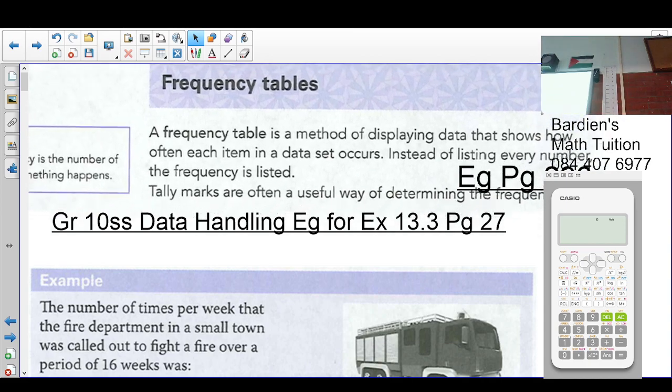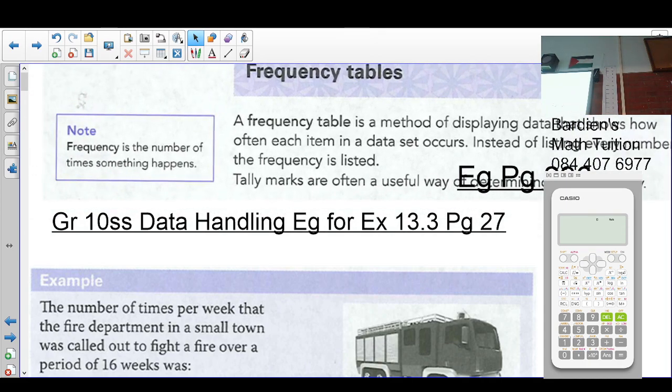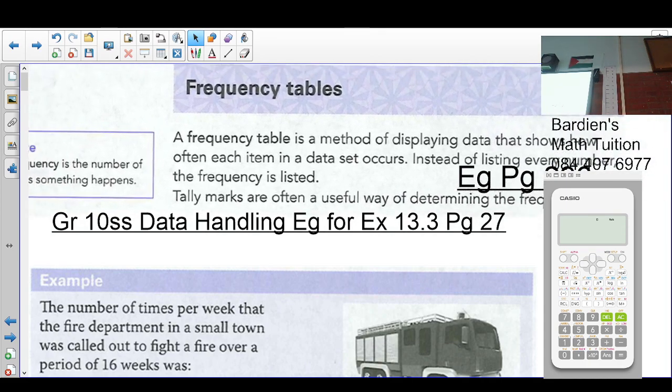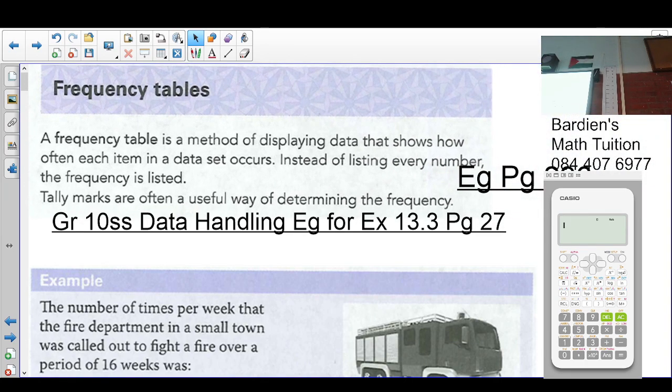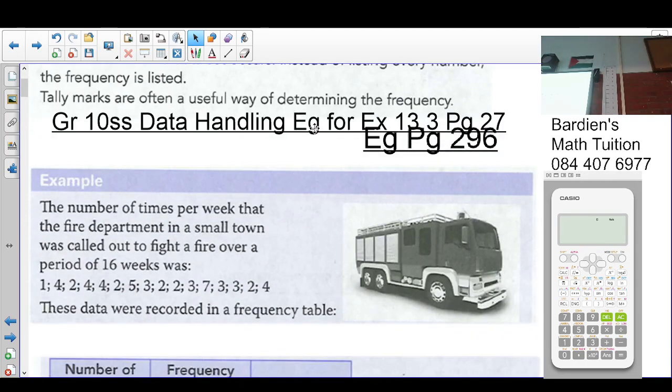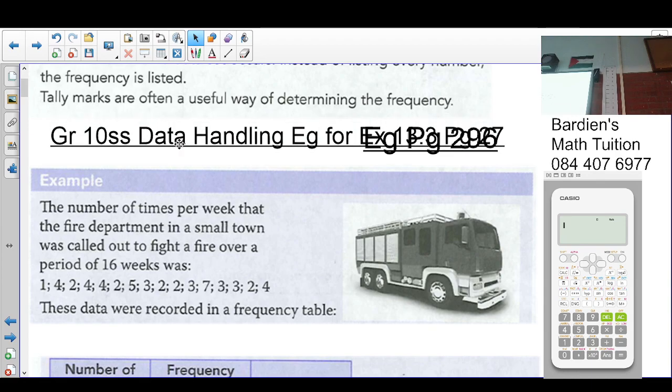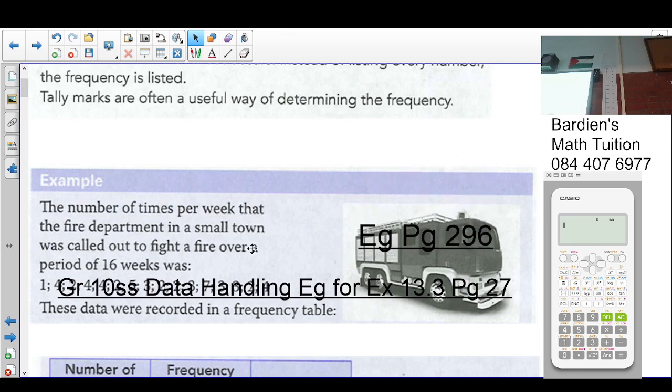Okay. Then you look at the frequency table. The frequency is the number of times something happens. Okay. So let's look at the frequency table. A frequency table is a method of displaying data that shows how often each item in a data set occurs. Instead of listing every number, the frequency is listed. The tally marks are often a useful way of determining the frequency.